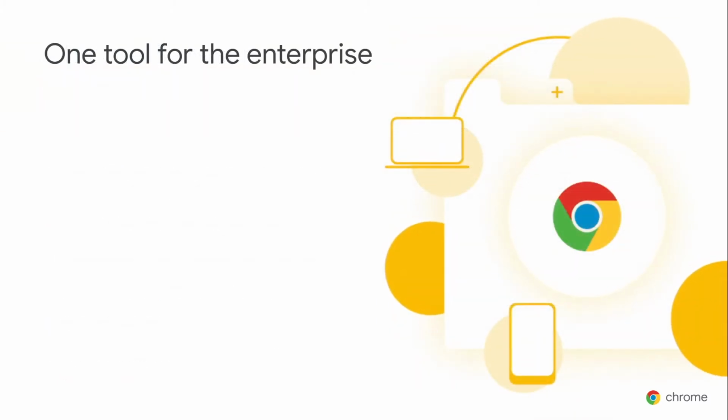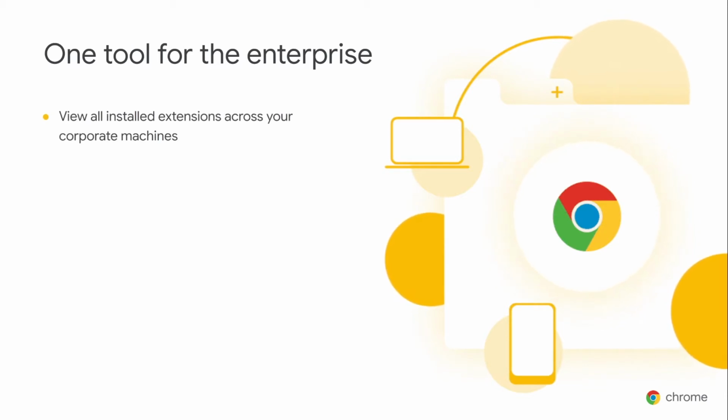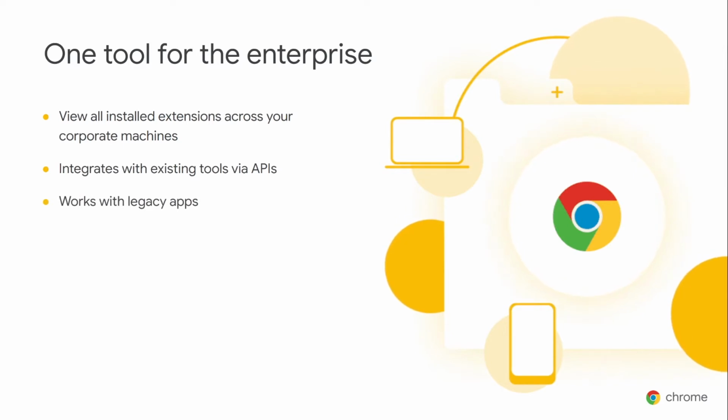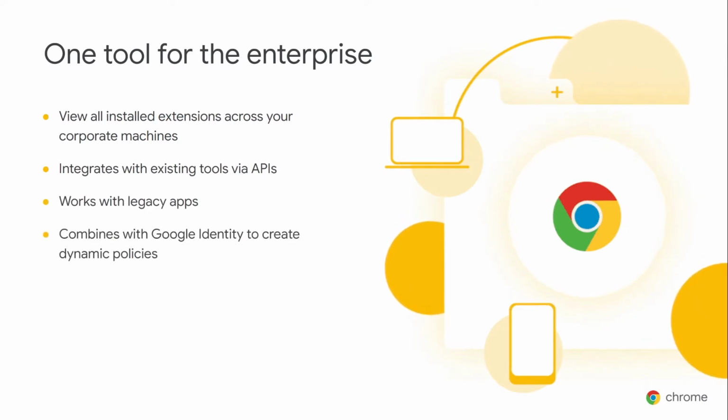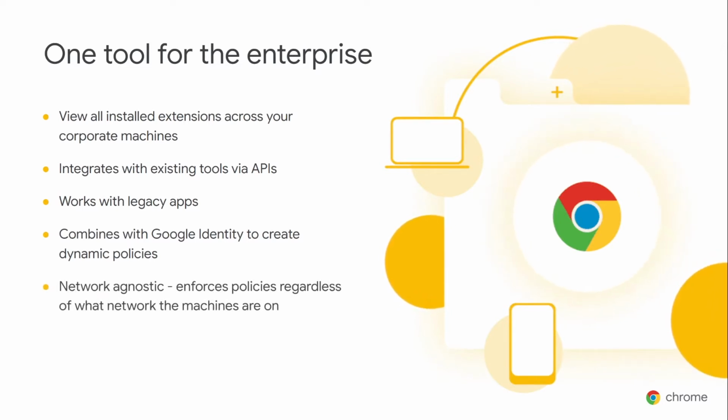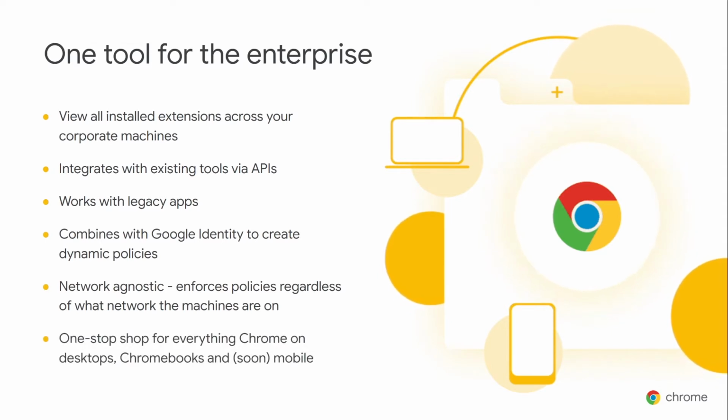Since releasing Chrome Browser Cloud Management in 2019, we've seen significant adoption by enterprises. For administrators and end users alike, there are many great benefits to managing from the cloud. Cloud management enables you to see all installed extensions across your corporate machines. It integrates smoothly with existing tools via APIs and works with the legacy apps your enterprise needs. When combined with Google Identity, you can create dynamic policies that change based on whoever signs into the browser. And with the rise of Chromebooks in the workplace, you can now have a one stop shop for everything Chrome.